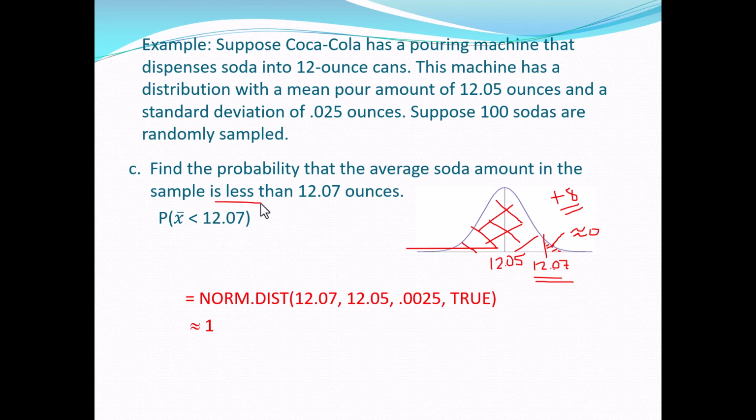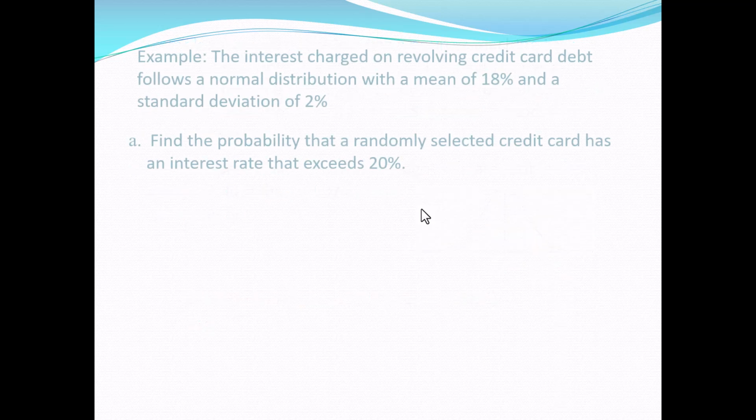What if I change it around? What if there was another version of this question that said, find the probability the average soda amount in the sample is greater than 12.07 ounces? Well, that's a greater than. We would do 1 minus this, and the answer would be approximately 0. So that's how we work with the sampling distribution of x bar. All right, I got one more question for you, a couple parts to it.